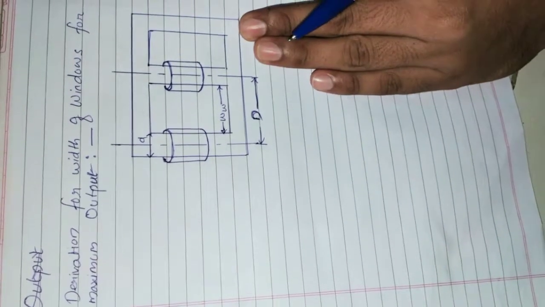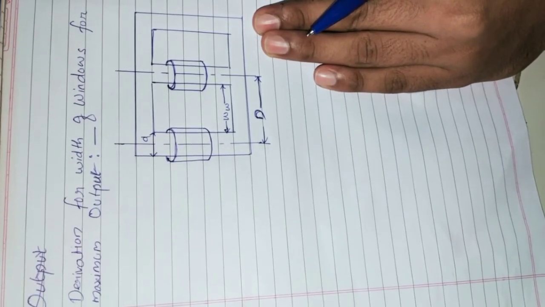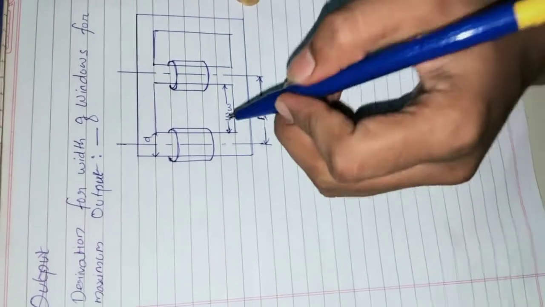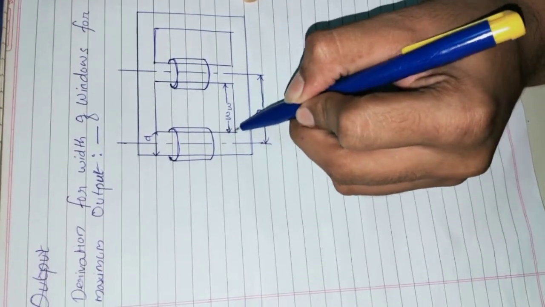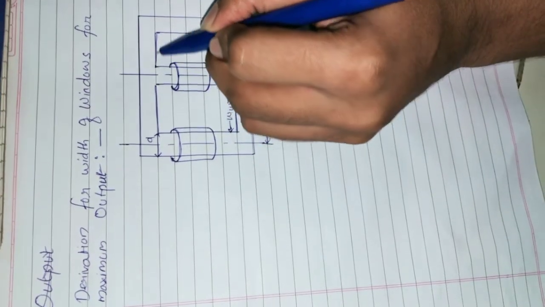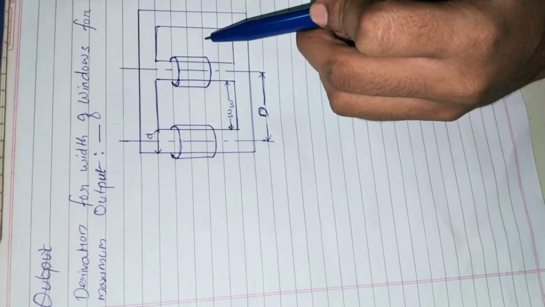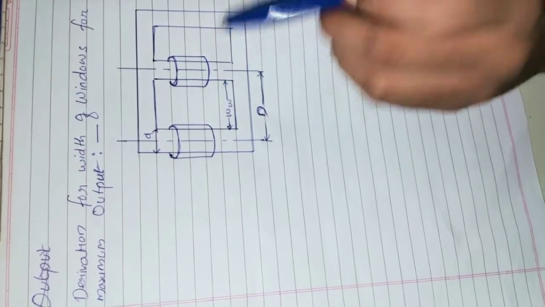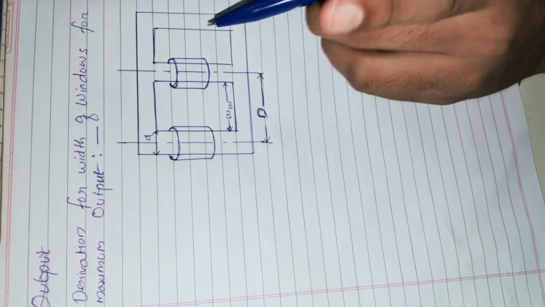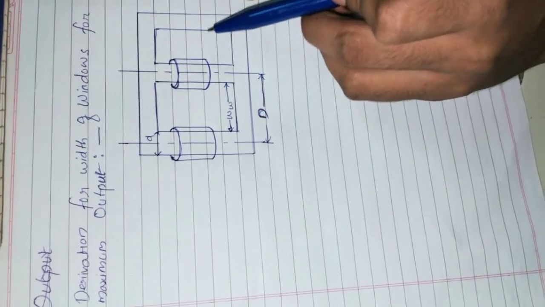Today we will see the derivation for width of window for maximum output. That means, this is called the width of window, this is our window 1 and window 2. Normally in a core of transformer, both windows are normally equal. So if we find the dimension for one window, it will be the same for the second window.